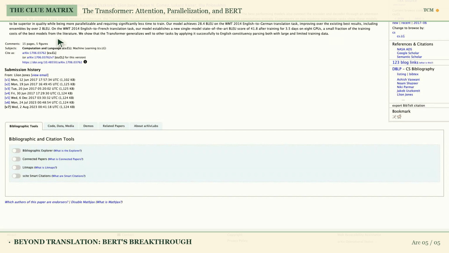Indeed, from a novel architecture relying solely on attention mechanisms to powerful models like BERT, the transformer truly transformed the landscape of AI. And it continues to evolve. It's amazing how much one core idea can unleash.